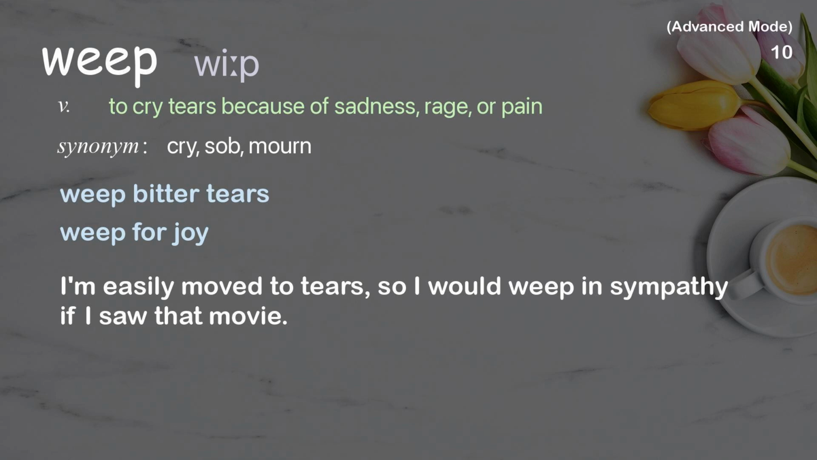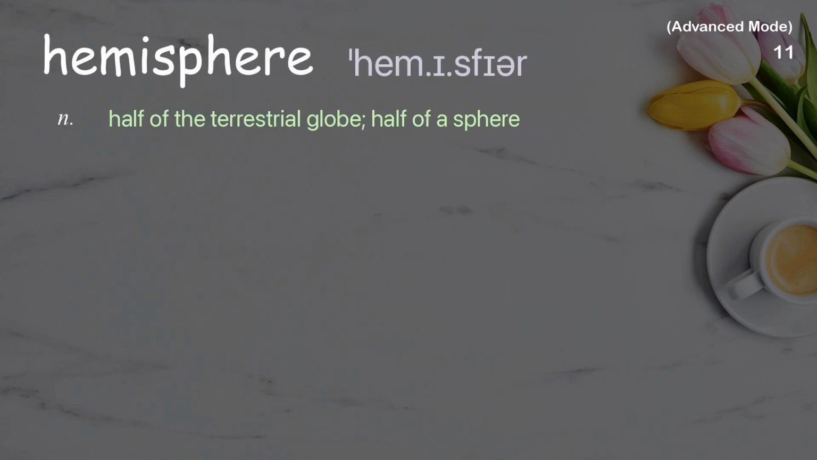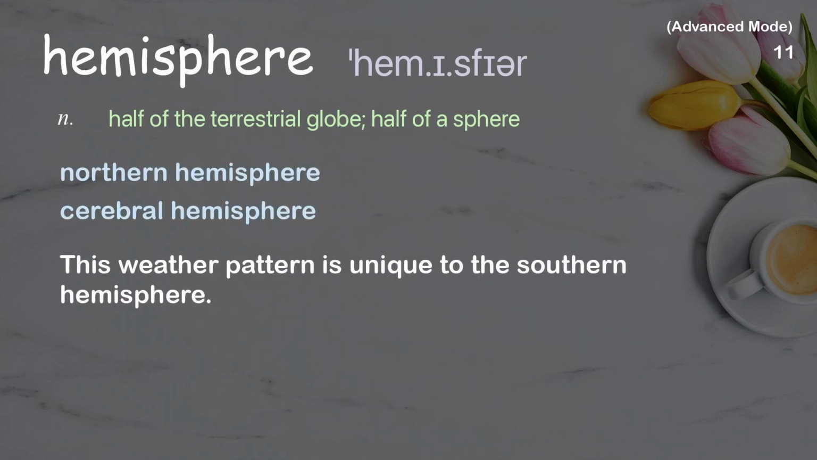Hemisphere. Half of the terrestrial globe, half of a sphere. Examples: Northern Hemisphere, Cerebral Hemisphere. This weather pattern is unique to the Southern Hemisphere.